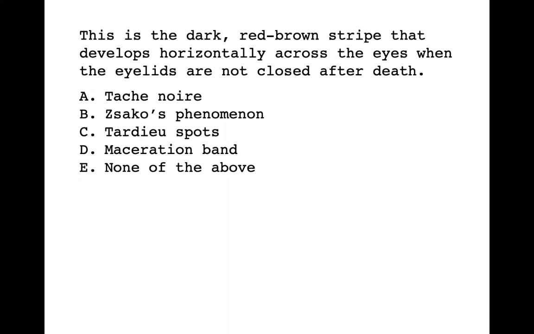Postmortem changes. So this is the dark red-brown stripe that develops horizontally across the eyes when the eyelids are not closed after death. So what do you think is the correct answer? The correct answer here is letter A. You read this as tache noire. Okay? Pwede din tache noire. Para Japanese la tache noire. Tsaka pinamina.